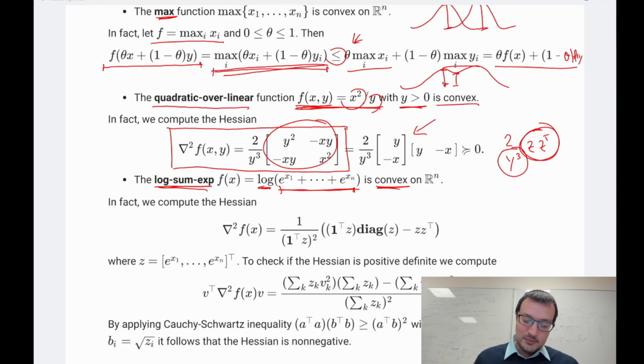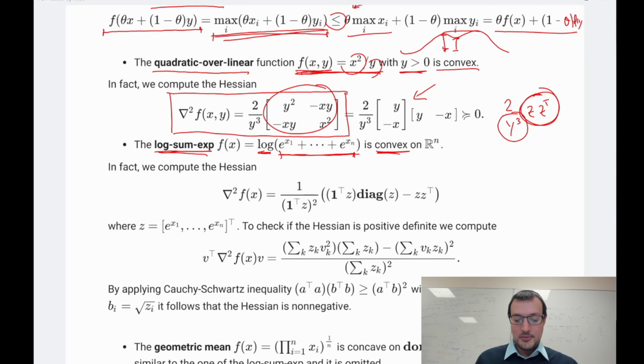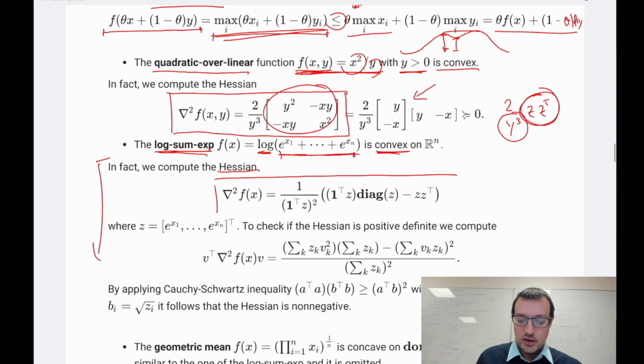So we have this proof mechanism that I'm showing here as an example because it can be applied to other functions as well, so it's good to know the idea. The way to do it is that we compute the Hessian of f. If we compute the Hessian, we can find this expression in which we are using the notation that z in this expression is a vector of all the exponentials.